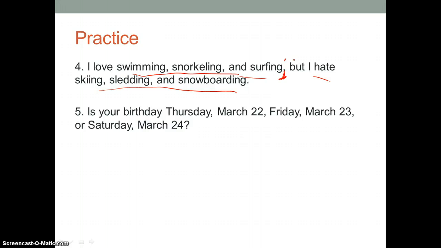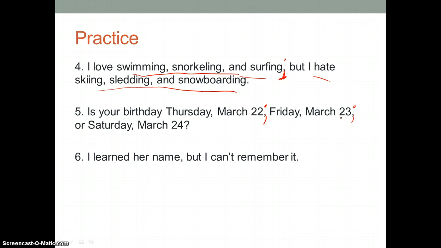Number 5, "Is your birthday Thursday, March 22nd, Friday, March 23rd, or Saturday, March 24th?" So again, we have this list of dates. The commas become excessive, so we're going to use semicolons to divide the list items themselves. That way there's only commas within the dates, not between the dates as well.